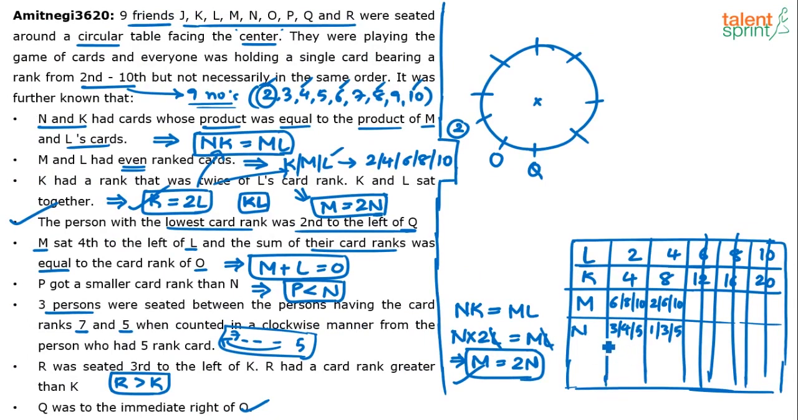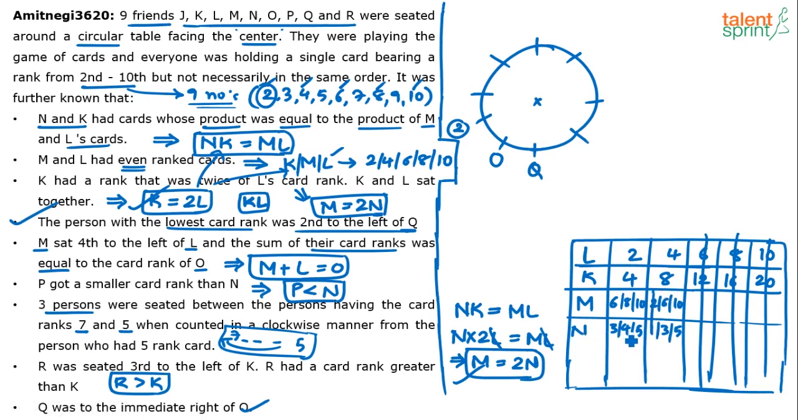Now try and understand. We know that N is equal to half of M, so we have got all these possibilities. Now let us rule out some of those possibilities. Can N be equal to 1? No, because the smallest value we have is 2. N cannot be 1, so this is ruled out.